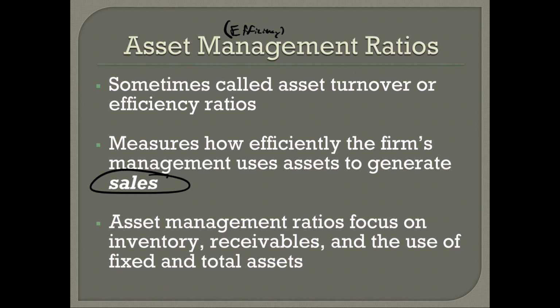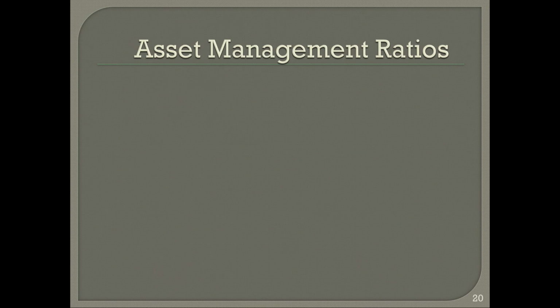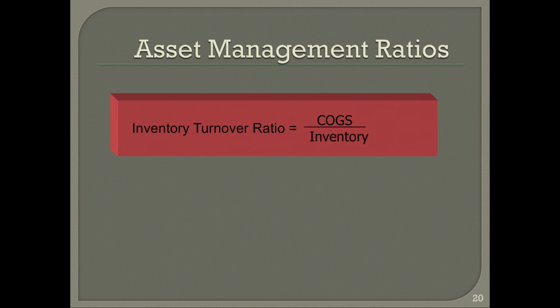Primarily, the assets that they focus on then deal with inventory, accounts receivables, and then the use of fixed and total assets. So the first asset management ratio is the inventory turnover ratio, which is cost of goods sold divided by inventory. So we know that cost of goods sold is on your income statement, inventory is on your balance sheet. The inventory turnover ratio is combining both of our financial statements. So the way that you look at the inventory turnover ratio is you sell or turn over your inventory how many times over the course of the year.